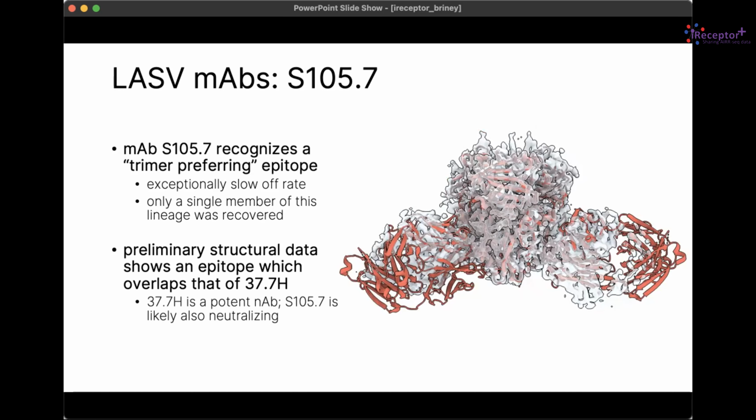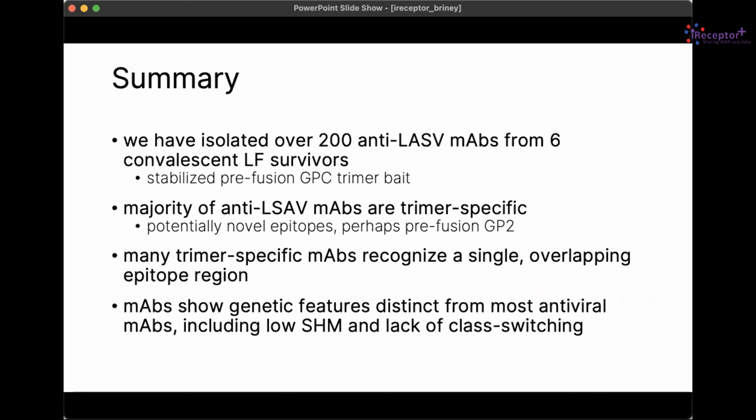We're still working on getting a pseudovirus neutralization working reliably, but this does bind to the same epitope as 37.7H. 37.7H is a potent neutralizing antibody. And in fact, this S105.7 is significantly higher affinity than 37.7H. So we expect this antibody to be quite potent as a neutralizing antibody.